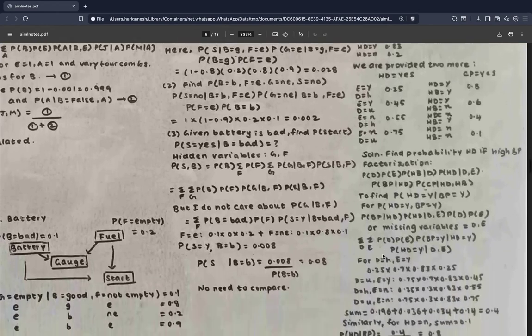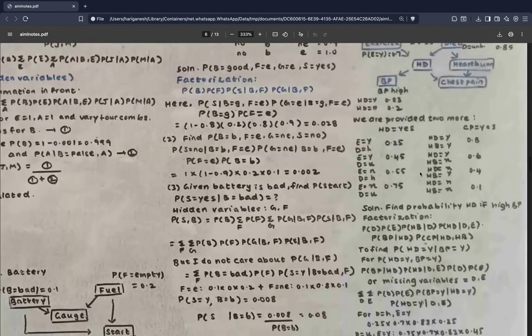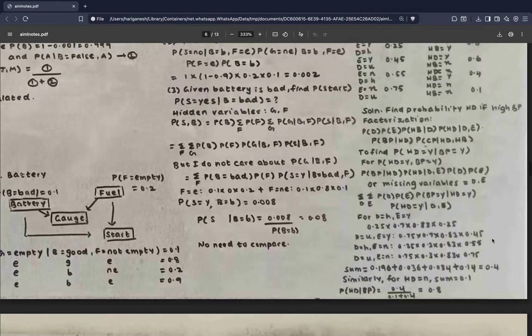And again, we evaluate this for all four values of D and E, right? So D can be healthy or unhealthy, which is H and U. E can be Y or no. That is, exercise can be yes or no. We calculate that basically as the product of these probabilities from these tables. And we arrive at these four values. We sum them, we get 0.4.